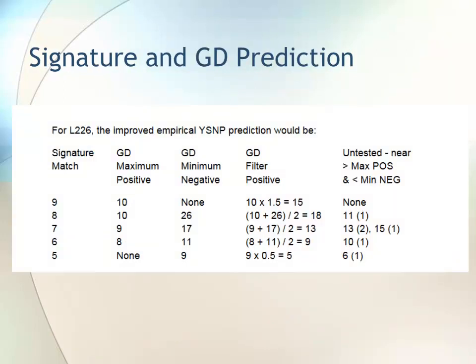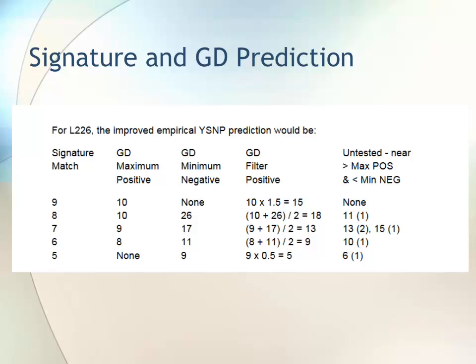Here is a chart that shows an empirical way to do both signature and genetic distance prediction. This requires no math, no statistical packages, and can be done by anybody. First of all, the first column is signature matches for L226 again. It goes from 9 to 5.